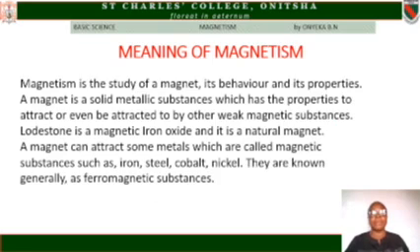Meaning of magnetism. Magnetism is the study of a magnet, its behaviors and its properties. A magnet is a solid metallic substance which has the property to attract or be attracted by other weak metallic substances. Loadstone is a metallic iron oxide and it is a natural magnet. A magnet can attract some metals such as iron, steel, cobalt, nickel. They are generally known as ferromagnetic substances.